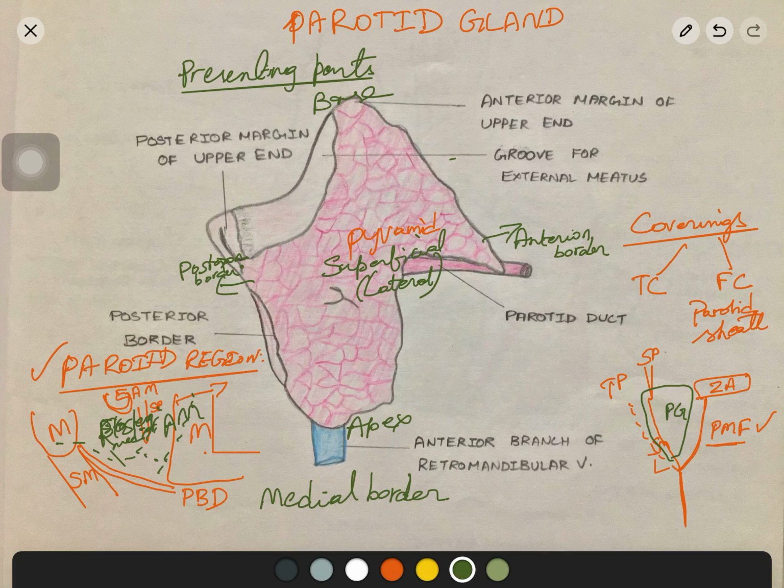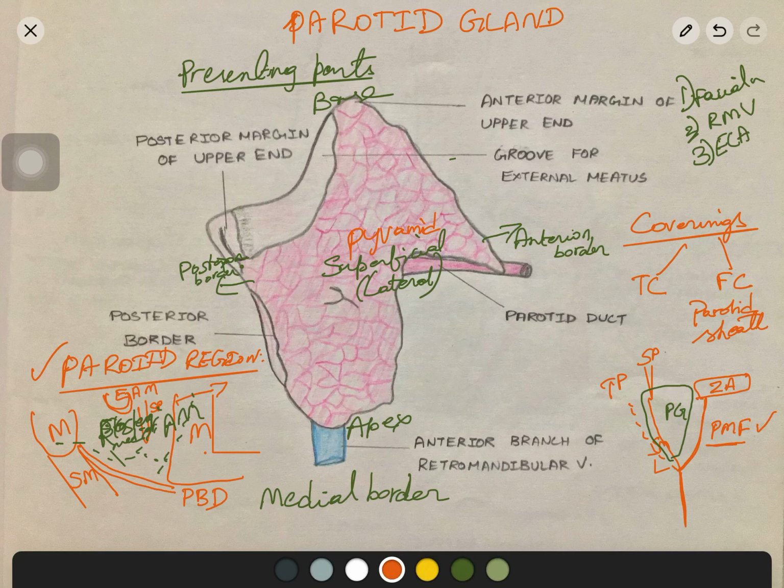So the structures within the gland, from outside inwards, that is superficial to deep, three structures are present: one, the facial nerve and its branches, two, the retromandibular vein, and three, the external carotid artery and its terminal branches. First we will see the facial nerve and its branches.